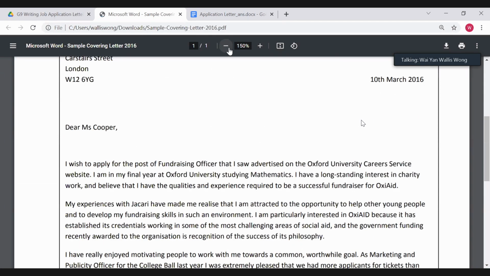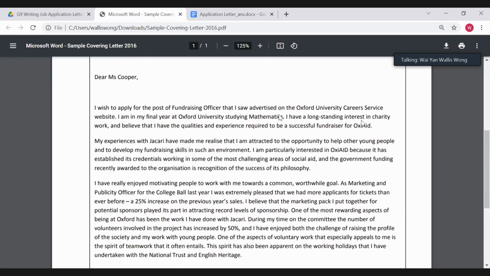So let me make it smaller. I would like to look at the whole thing together. Can you guys read the passage again? And tell me the characteristics of each paragraph. Give you a few minutes.